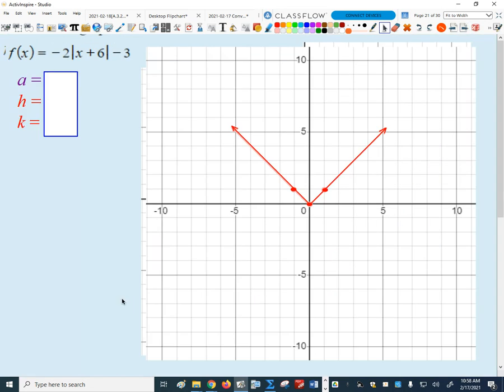How about this one? So really quick, would you guys please type down the values here of A equals what, H equals what, K equals what? Type those in chat. Okay, and fill in the blanks. So what are those numbers that go there? Okay, good.